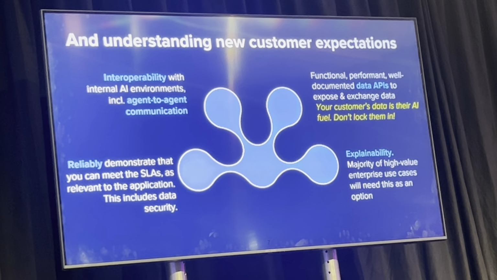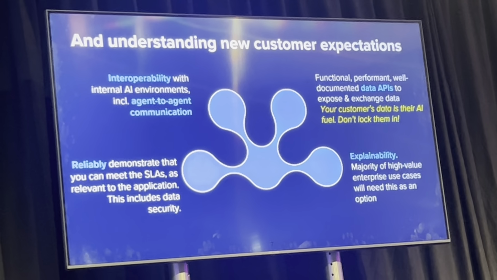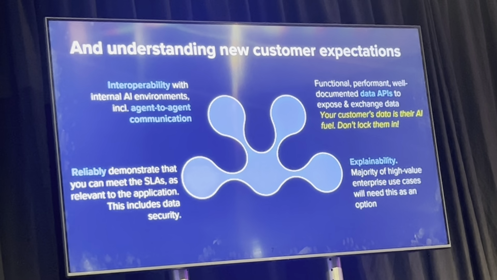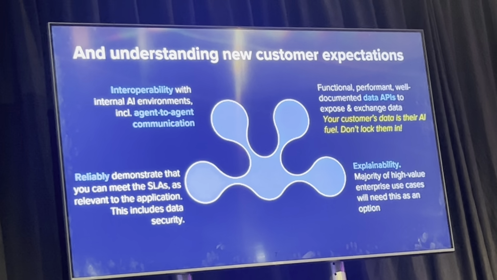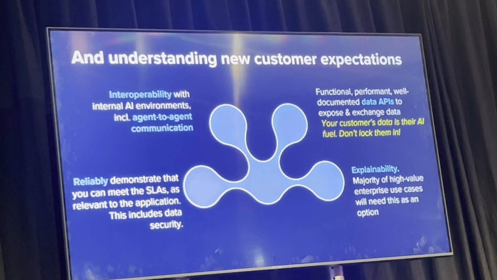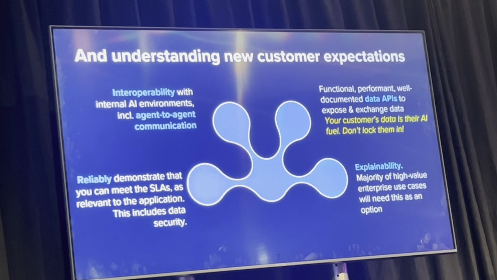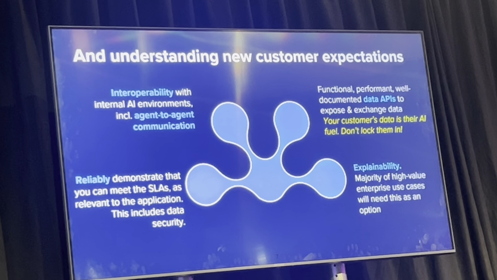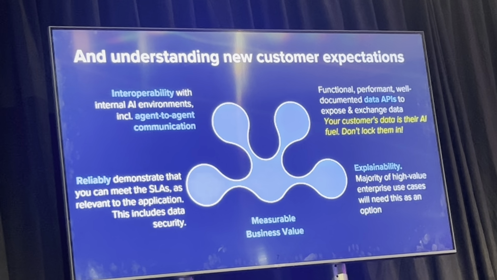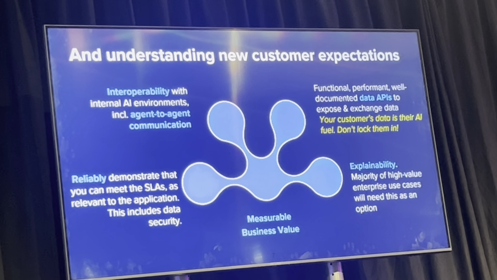Next is explainability. For enterprise use cases, oftentimes, if the stakes are high, you don't necessarily need every transaction to be explainable, because the whole point of agents is to let them do work. But you need to have that option for explainability, at least as part of the selling process, but also as part of the audit process, so that when you need to audit, you can. And then it goes without saying, people are going to buy your software as a result of the business value.